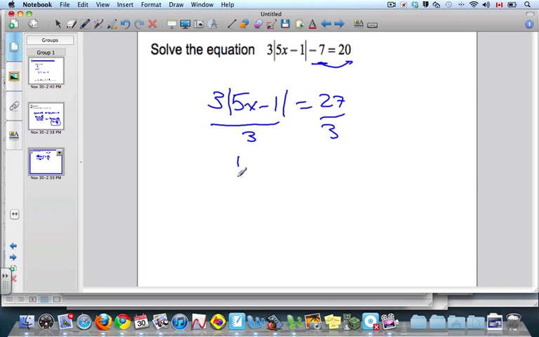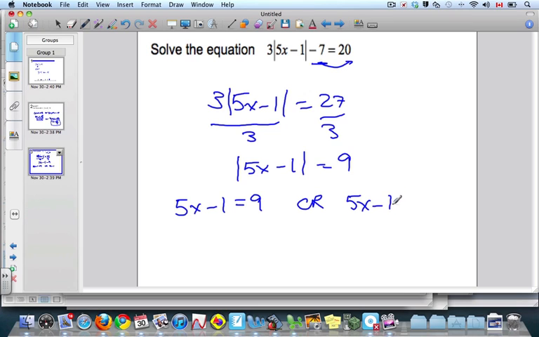Now we're just left with the absolute value of 5x minus 1 equals 9. And just like the previous problem, either 5x minus 1 equals 9 because it's 9 units away from 0, or 5x minus 1 can equal -9. Again, -9 is 9 units away from 0. And then we solve each equation separately.